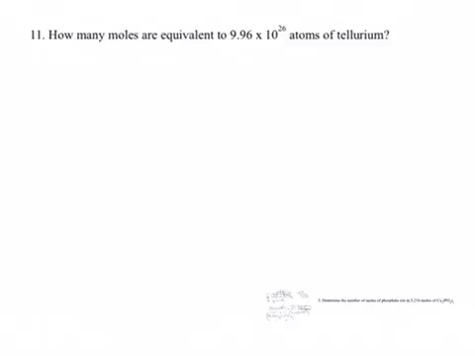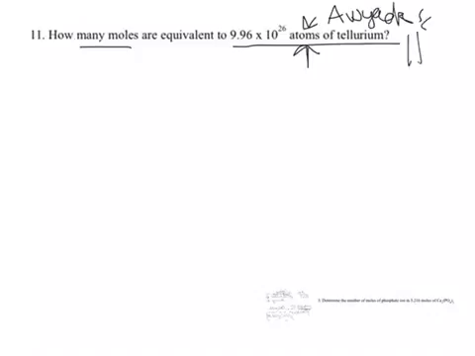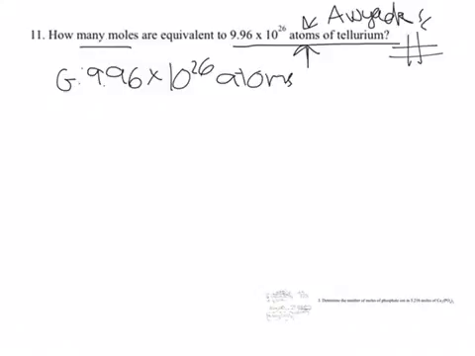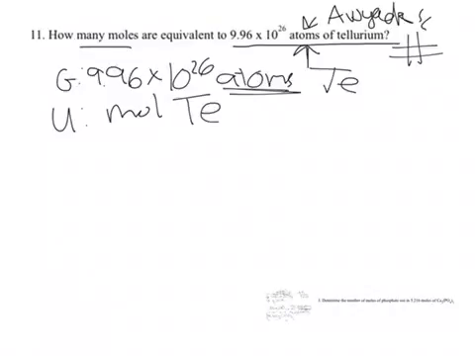Okay, so how many moles are equivalent to 9.96 times 10 to the 26 atoms of tellurium? Clue here, the word atoms. That tells us that we need Avogadro's number. All right, so we are going to start with our given, 9.96 times 10 to the 26 atoms of tellurium. Our unknown is our moles of tellurium. Again, because we have atoms, we need to use Avogadro's number.